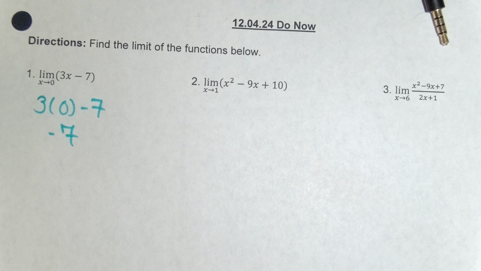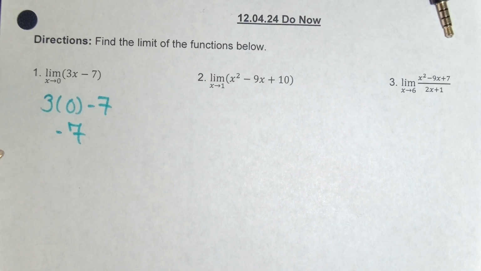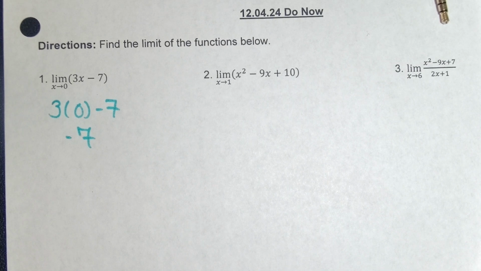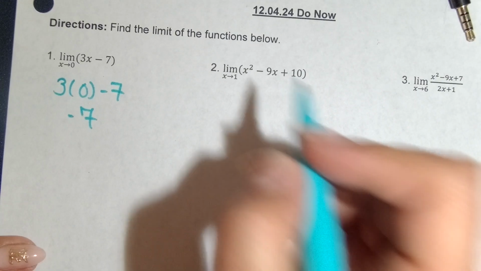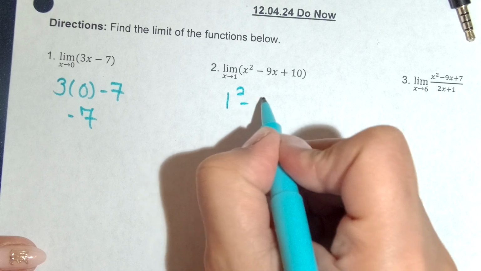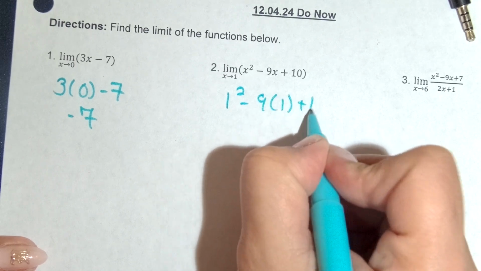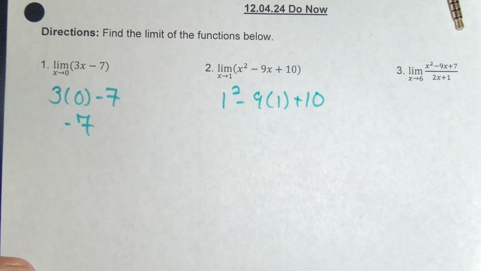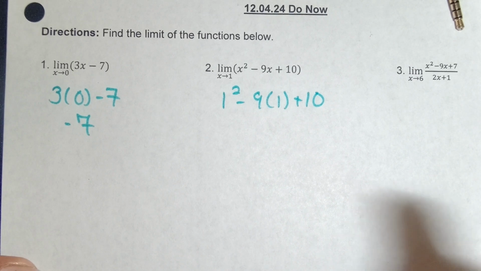Questions? Is this coming back? Yeah. Okay. All right. Number 2. What do I do then? Joaquin literally just said it. Substitute x for 1. So we're going to have 1 squared minus 9 times 1 plus 10, which gives me what, Brian? 2. Very good.